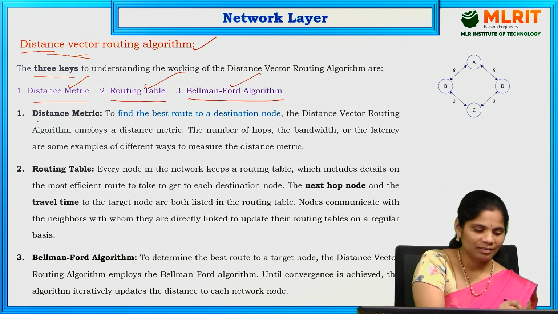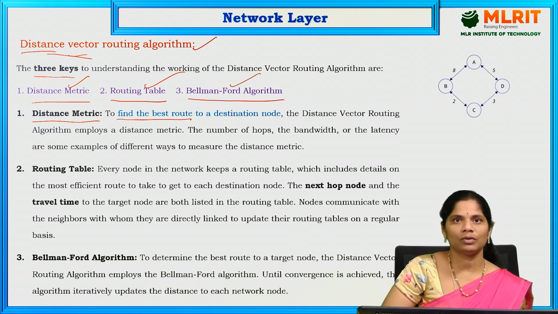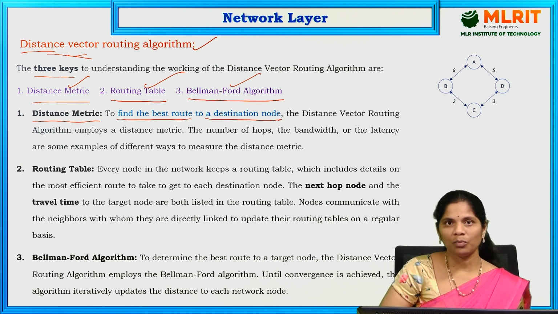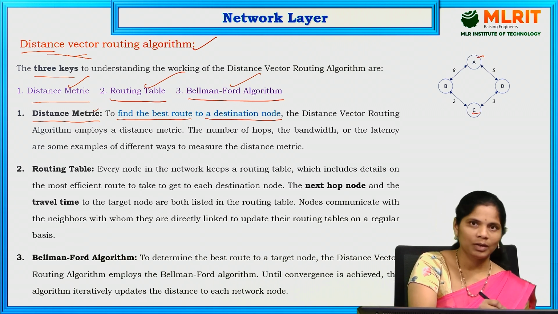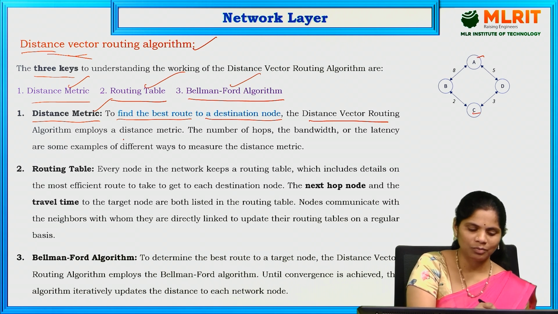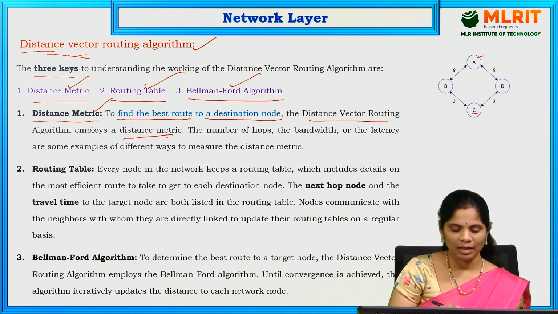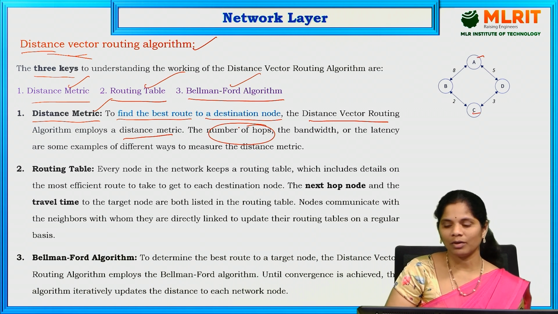First, what is the distance metric? Distance metric is nothing but finding the best route to a destination. Suppose you want to travel from the source to the destination, from A to C. We have to find the best route to travel the distance. That is the distance metric. So this distance vector routing algorithm employs the distance metric, talking about the best route. It is mainly talking about the number of hops.